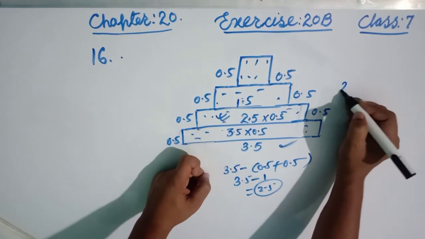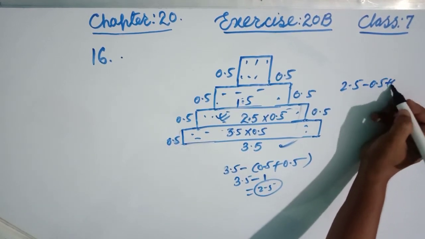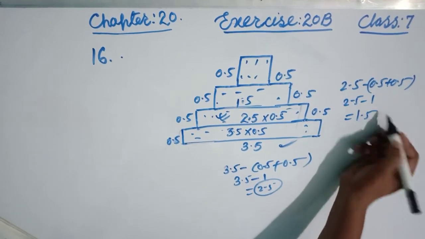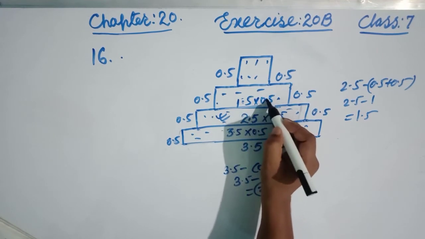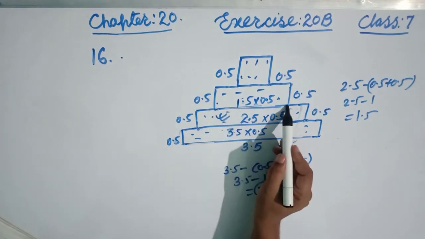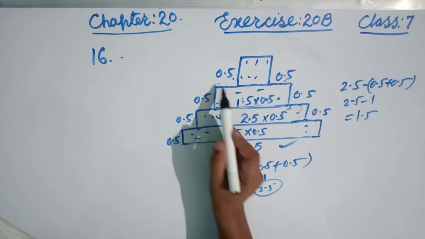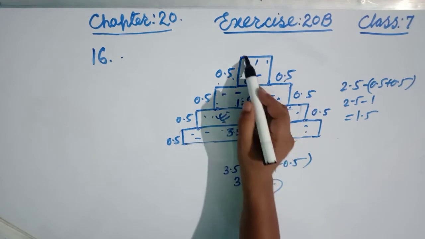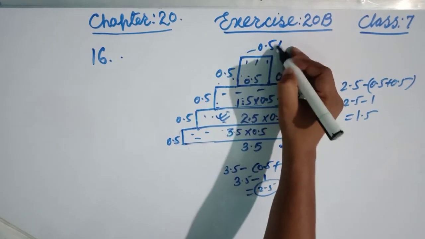Now see, friends, here 2.5 minus 0.5, 0.5. So this becomes 2.5 minus 1, so this is 1.5. This is the length, and now the breadth is 0.5. Now see, friends, look at this 1.5. Here, 0.5 and 0.5, so 0.5 plus 0.5 is 1. 1 subtracted from 1.5 becomes 0.5. So this looks like a square, friends. Now the side of the square is 0.5. Now the area is 0.5 multiplied by 0.5.